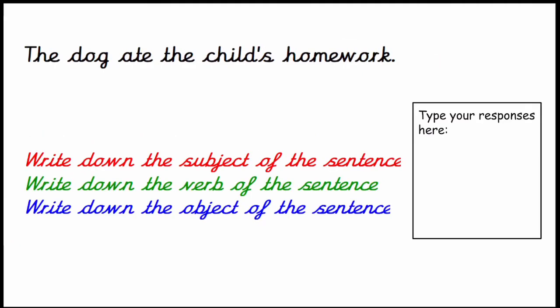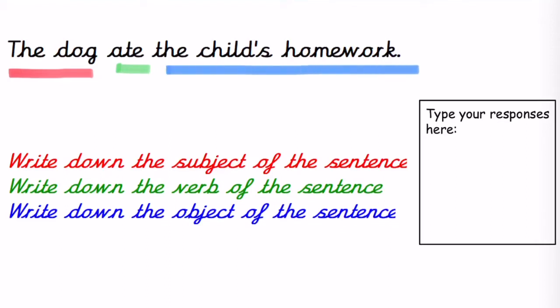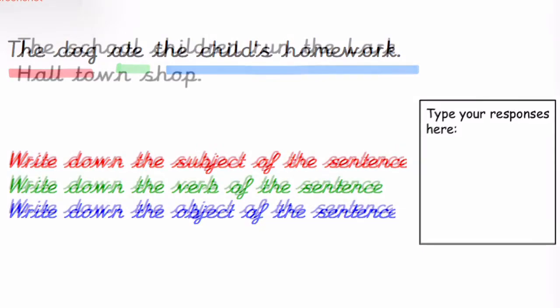The dog ate the child's homework. Now, firstly, we need to think about the subject of the sentence. Who or what is doing? Now, I can see in this sentence that it is the dog that is the subject. The dog is the doer because the verb is ate. The past tense of eat, he ate or she ate the child's homework. And the object of the sentence, what is being eaten, is the child's homework.